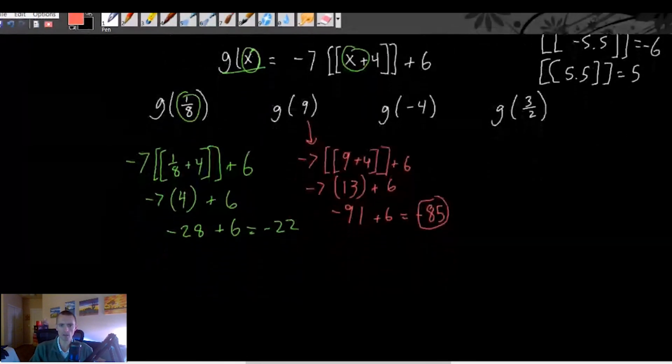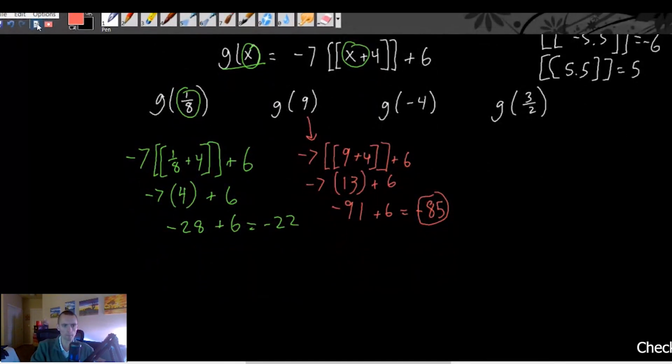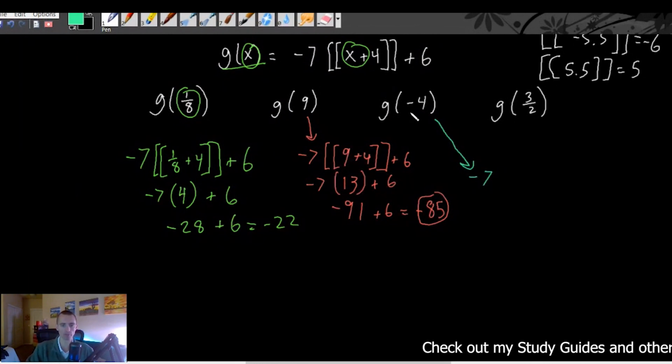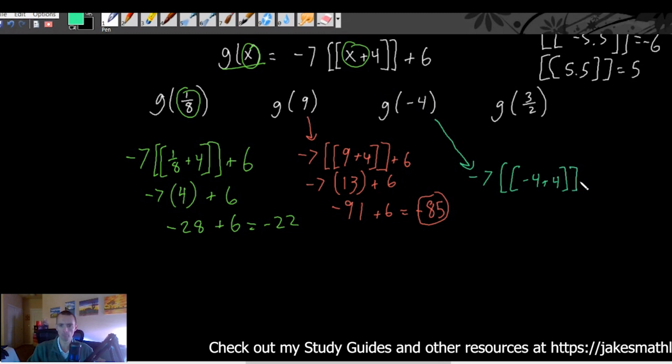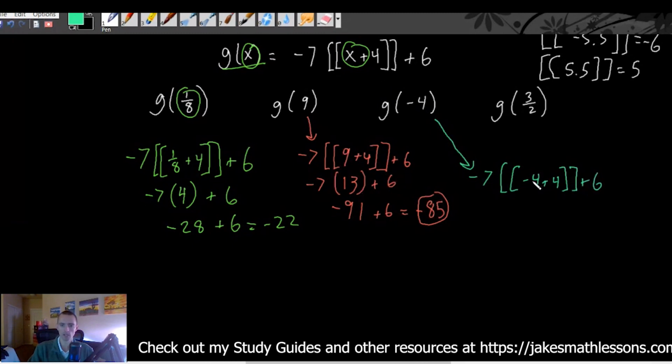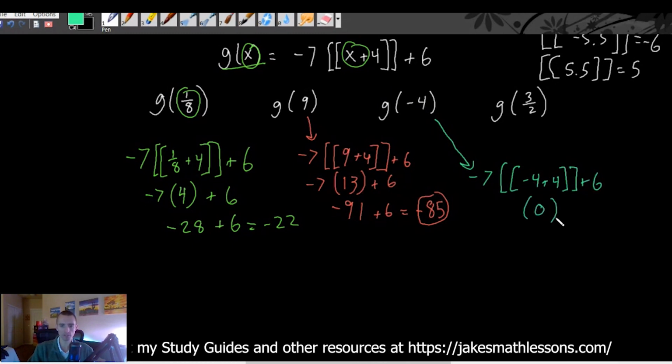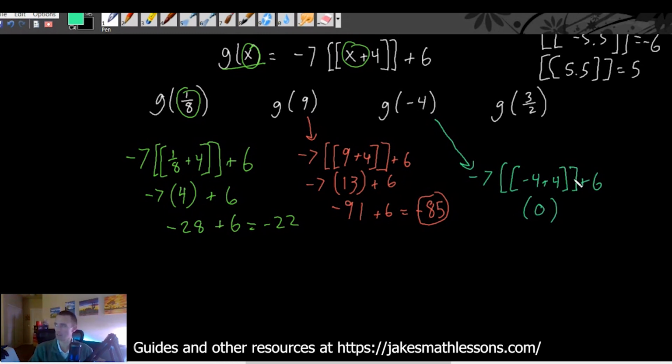And then for g of negative 4, we're going to have negative 7. Again, we're just going into here, replacing the x with whatever's in the parentheses, times the step of negative 4 plus 4, plus 6. Negative 4 plus 4 is 0. Since 0 is an integer, taking the step of 0 also does not change it.